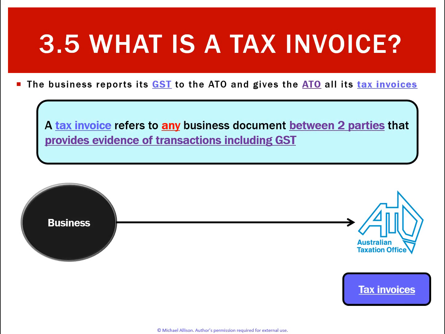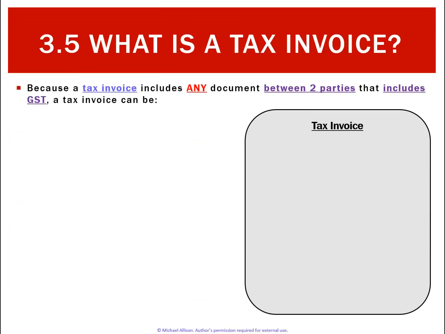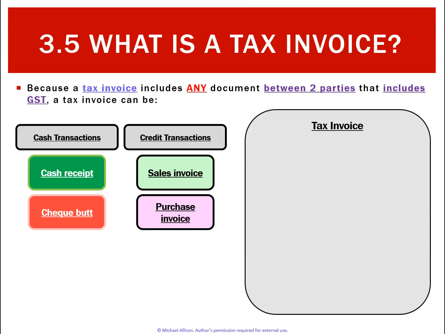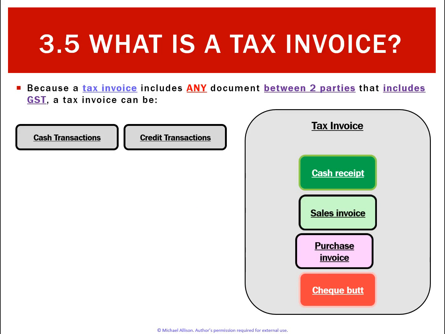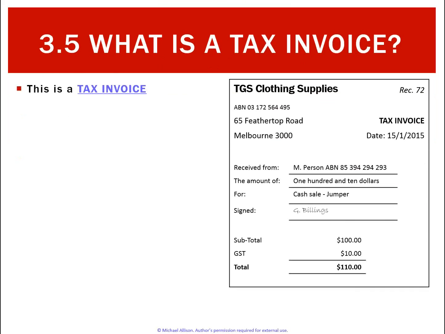tax invoices. So based on that definition, any document that provides evidence of GST, it's actually going to be all 4 of those documents, both cash receipts and check butts, and also sales invoices and purchase invoices. Whilst some of those are for cash transactions and some are for credit, the point is they're providing evidence of GST, so all 4 will actually be classified as tax invoices.